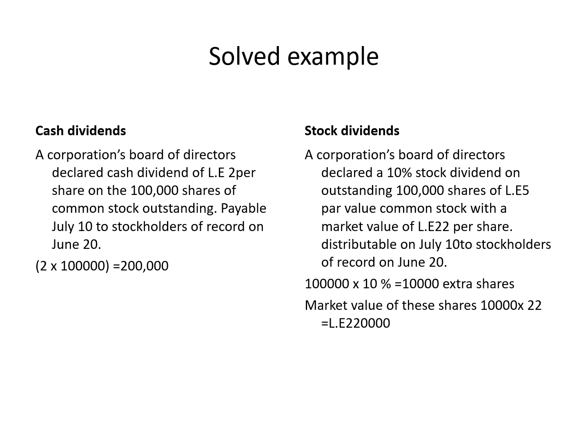We go to the solved example, and we actually have 2 examples, but I put them on one slide so that you can see the difference. You can compare between having cash dividends or having stock dividends. For the cash dividends, it says a corporation's board of directors declares cash dividends of 2 LE per share on 100,000 shares of common stock outstanding, payable on July 10 to stockholders of record June 20. And remember, we said no journal entry on date of record.